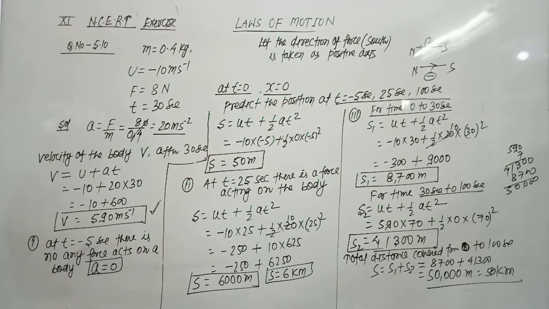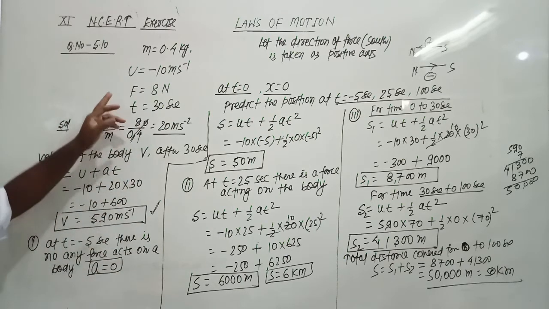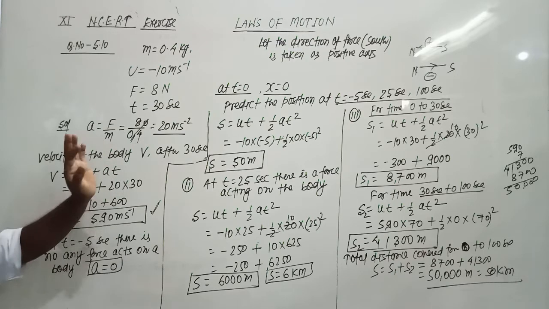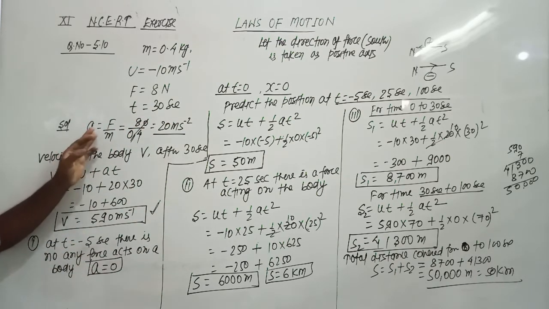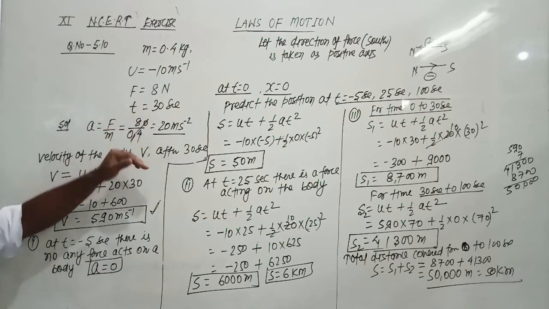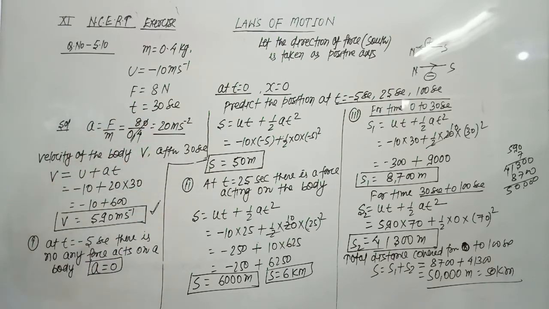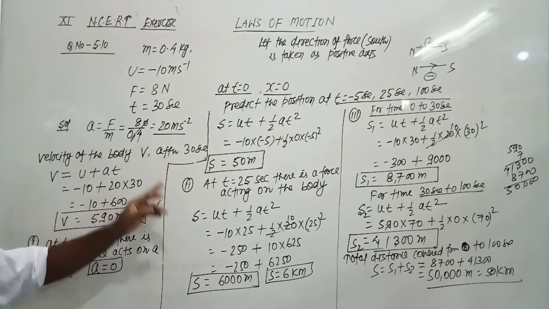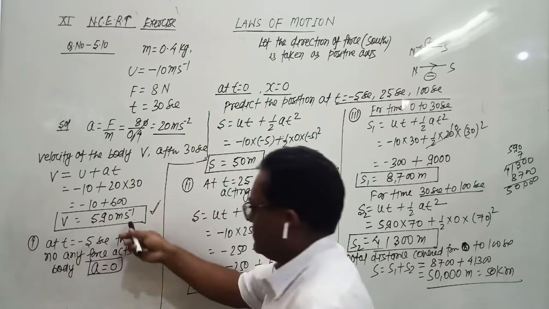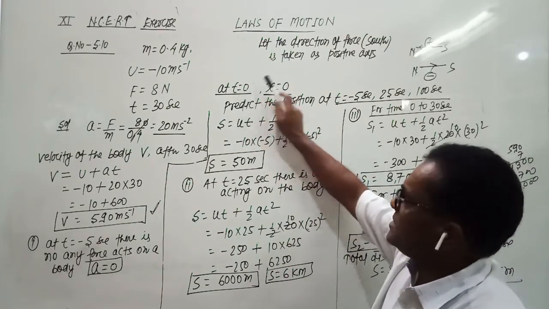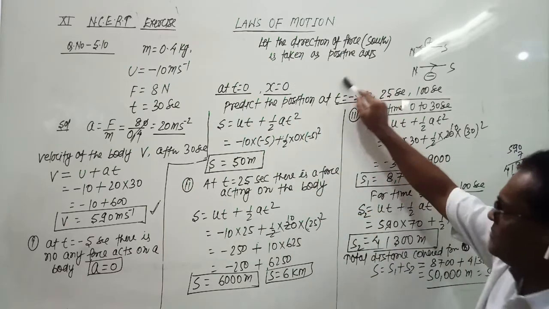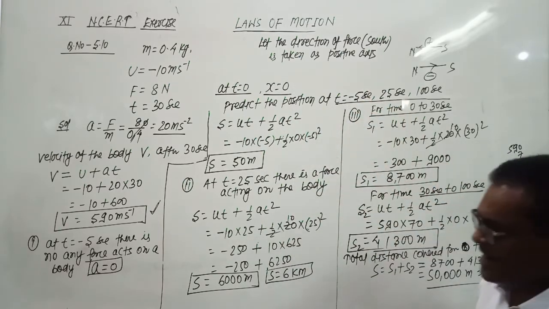So in the question we have given that the mass is 0.4 kg and initial velocity is minus 10 meter per second. Force is acting from time 0 to 30 seconds. So we calculate the acceleration acting on the body from 0 to 30 seconds, a equals to F by m. Then we find the velocity of the body after 30 seconds, which we get 590 meter per second. And also we have given that at time t equals to 0, x equals to 0, we have to predict the position at t equals to minus 5 seconds.